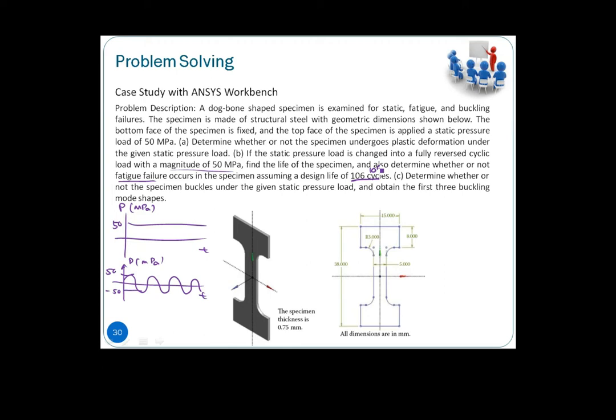Next, because this specimen is quite slender, and it is in compression because we put this 50 megapascal in compression, it is also good to determine whether buckling will happen or not. So we want to check whether this specimen will buckle under the given static pressure or not. Right, so we look into that.